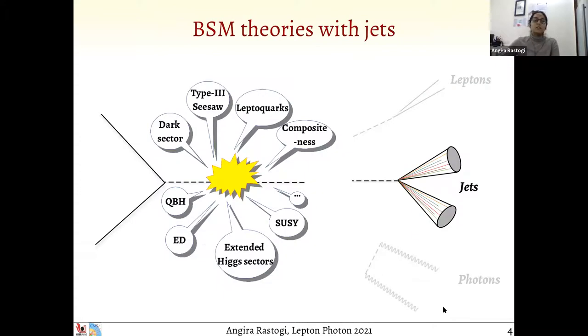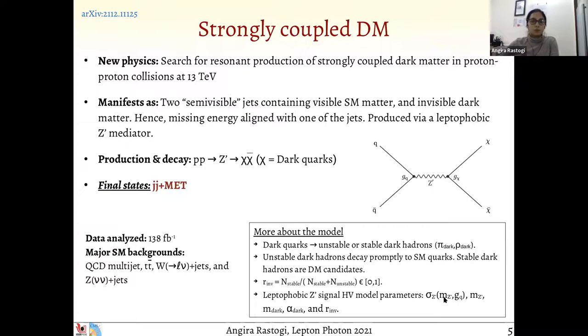Okay, so let's start with the BSM theories with jets in the final state. We have searched for resonant production of strongly coupled dark matter, in which a leptophobic Z prime is produced, and it decays to two dark quarks, chi and chi bar. These dark quarks then shower and hadronize and form stable and unstable dark hadrons.